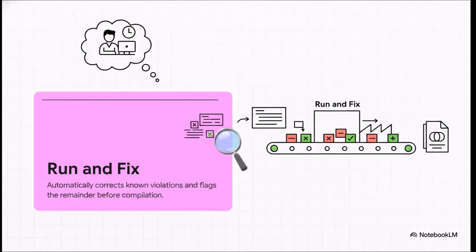Now, the absolute crux of how this works is a feature called Run and Fix. And listen, this isn't just a glorified spell checker that highlights a bunch of red lines and leaves you to do the heavy lifting. The Run and Fix feature actually solves the core problem by acting early. It automatically corrects the violations that have a known, well-defined fix, just handles it for you. Then, for anything that requires nuanced engineering judgment, it flags the remainder for you to resolve. And it does all of this while the engineer is still actively working inside the model, long before the model is ever compiled or the C code is generated.